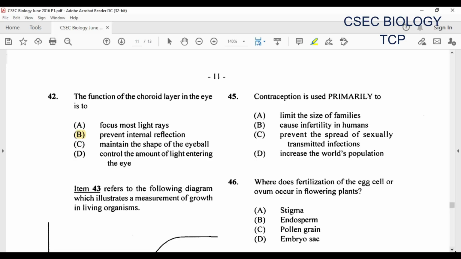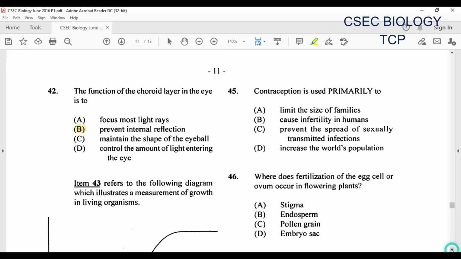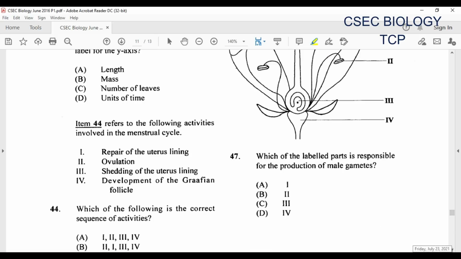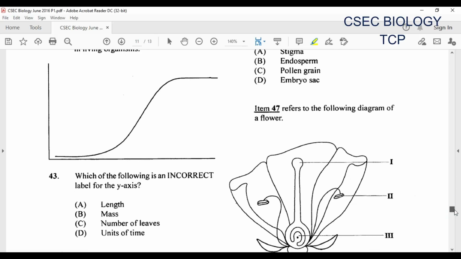I will move to question 43. And 42 is a question that would have made its round on the paper as well. We would have seen 42 a couple of times. 43 features what we call a sigmoid growth curve. It refers to the following diagram, which illustrates a measurement of growth in living organisms. Now it requires some skills from your lab class.